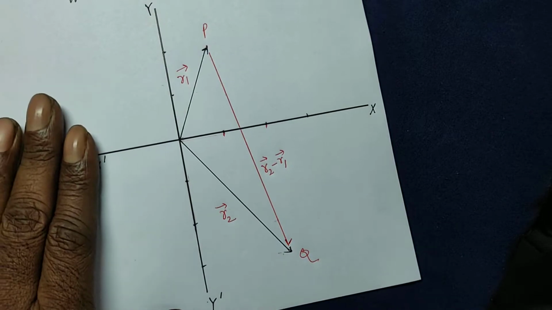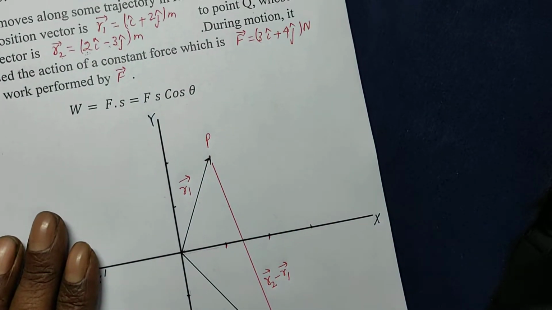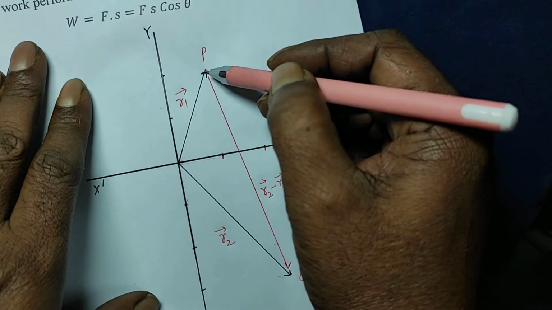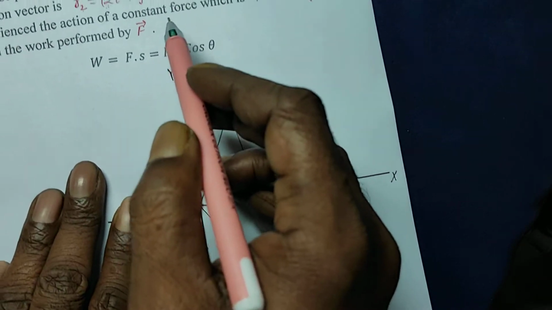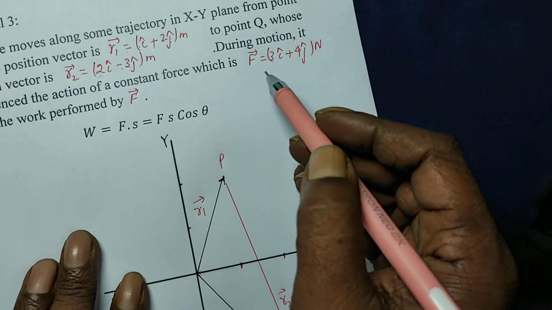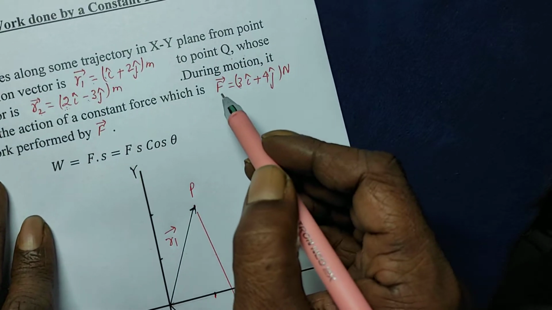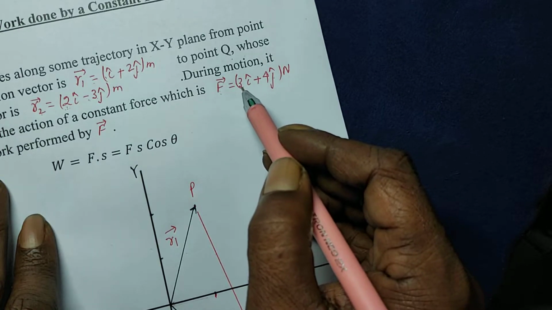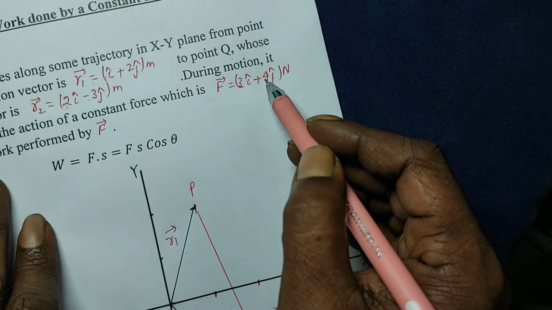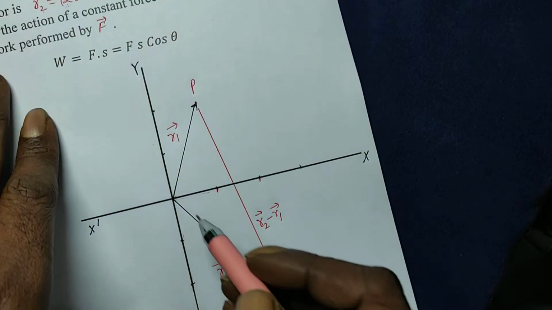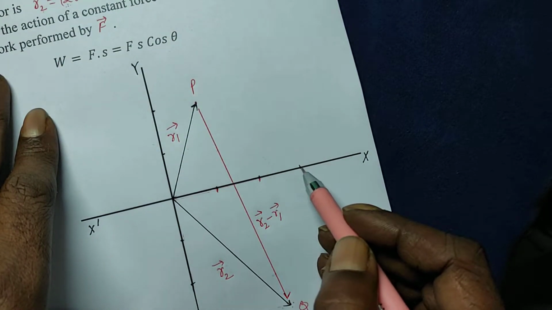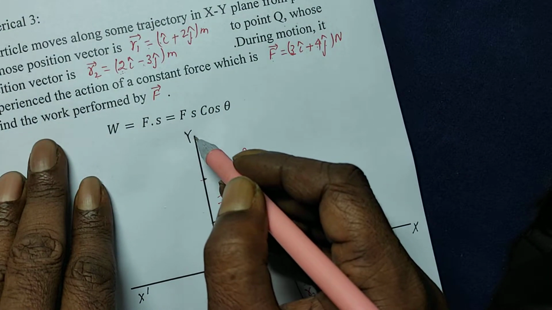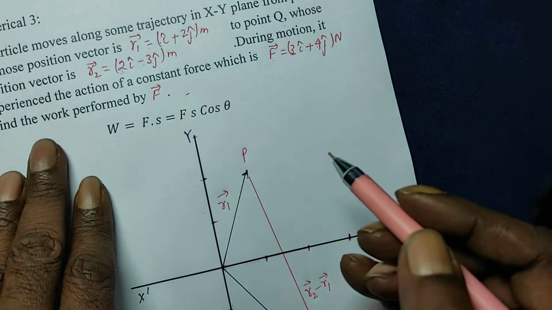Now, the force vector I am not showing here, it is not required. But if you wish, you can show the force vector. The particle moves from P to Q. The position of P is known, the position of Q is known in the form of i cap and j cap. And it is acted upon by a constant force, F equal to 3i cap plus 4j cap. It means the force has a component of 3 newton along the x-axis and 4 newton along the y-axis. If you want to show it, you can show it. 3 units, 1, 2, 3 units, then 4 units to this side.